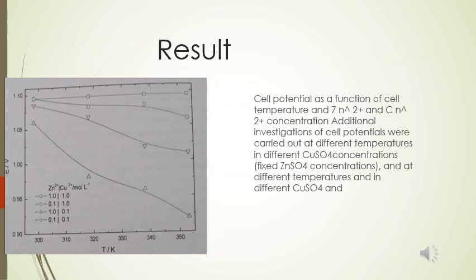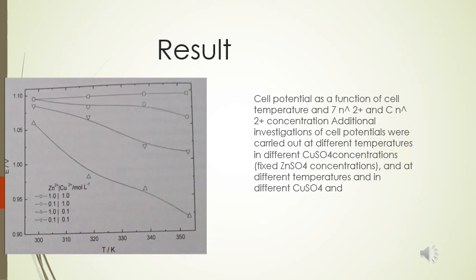Additional investigation of cell potential was carried out at different temperatures, in different copper sulfate concentration and in different copper sulfate and zinc sulfate concentration. This figure shows the variation of cell potential obtained in the electrochemical experiment as a function of temperature for the same copper sulfate and zinc sulfate concentration, and copper sulfate concentration lower than those of copper sulfate and zinc sulfate. The cell potential decreases with increase in temperature for concentrations different from unity.